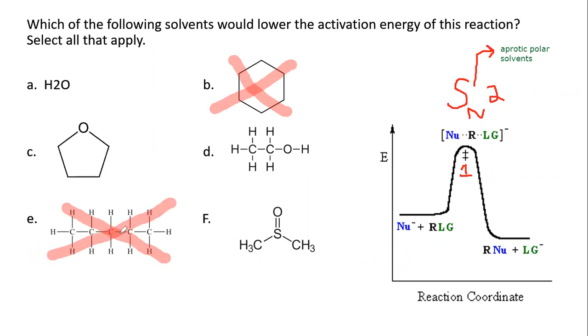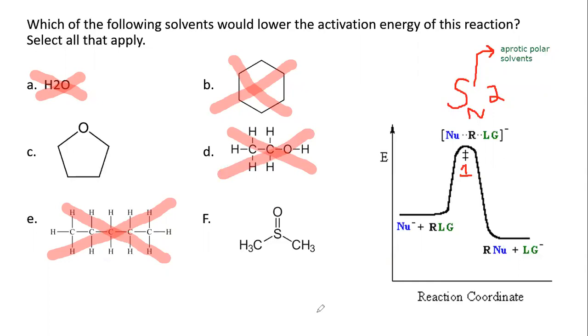Now that we've gotten rid of the non-polar ones, we need to determine from the polar ones which ones are aprotic and which ones are protic. Now the protic ones have the ability to hydrogen bond with themselves, such as water and alcohols. They have a hydrogen attached to an oxygen. So H2O is a protic polar solvent. We can get rid of that. Ethanol is a protic polar solvent. We can get rid of that one.